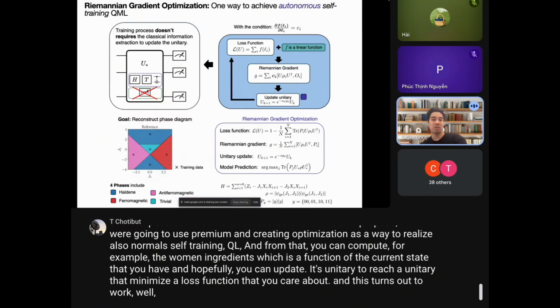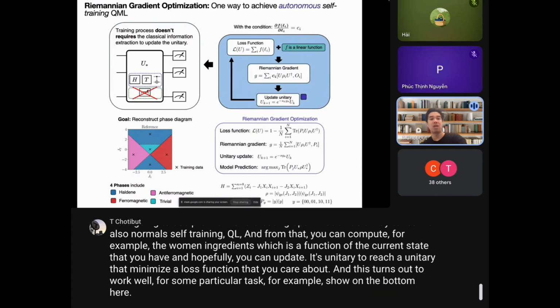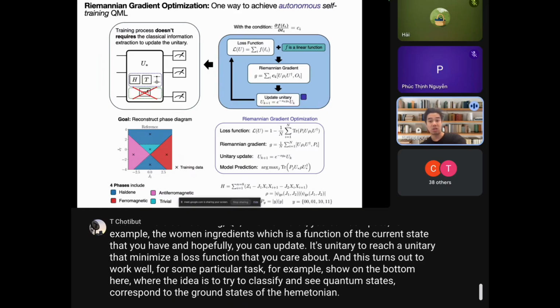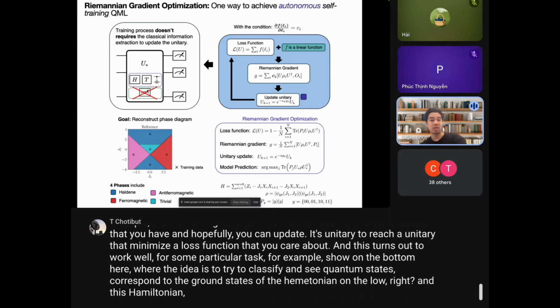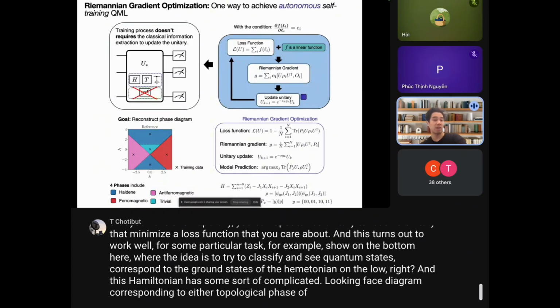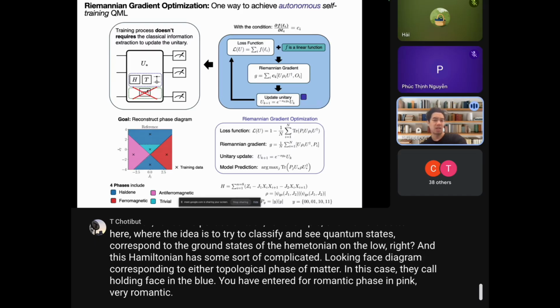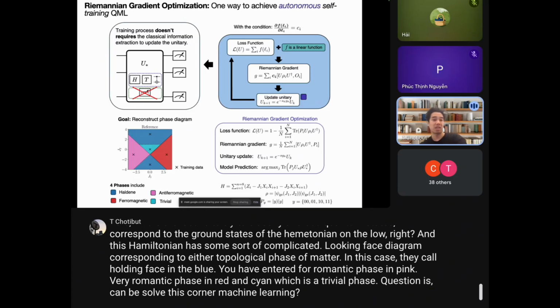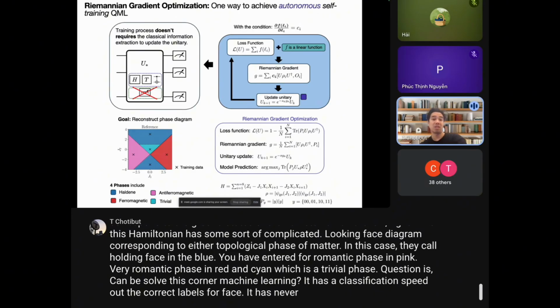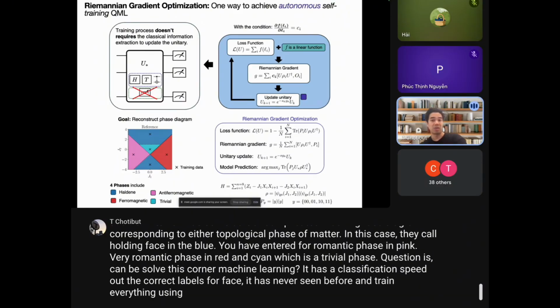And this turns out to work well for some particular tasks, for example, shown on the bottom here, where the idea is to try to classify unseen quantum states corresponding to the ground states of the Hamiltonian on the lower right. This Hamiltonian has a complicated-looking phase diagram corresponding to either a topological phase of matter, in this case called the Haldane phase, in blue. We have an antiferromagnetic phase in pink, a ferromagnetic phase in red, and cyan, which is a trivial phase. The question is, can we solve this quantum machine learning task of classification, spit out the correct labels for phases it has never seen before, and train everything using Riemannian gradients?